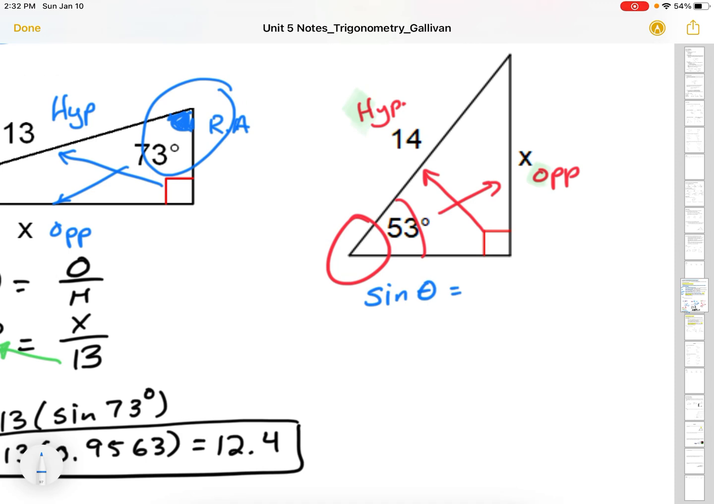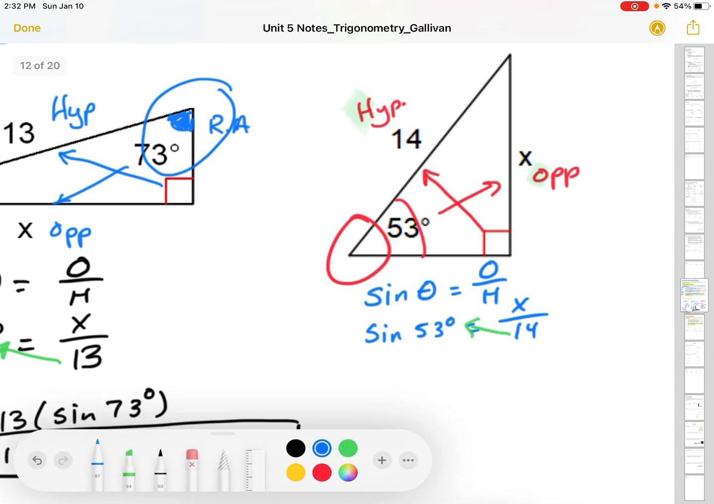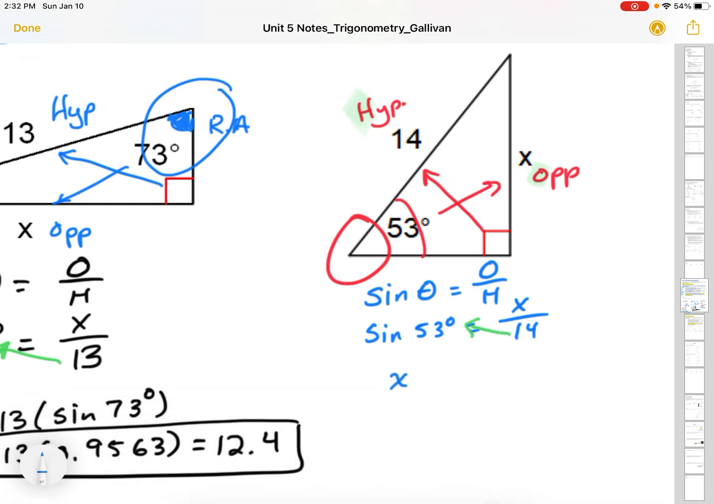Sine of theta equals opposite over hypotenuse. So sine of 53 equals x over 14. We're going to cross multiply. So x will equal 14 times sine of 53 degrees. Now, often I give you this. I'll write it out. 53 sine. You don't have to. You can just multiply.